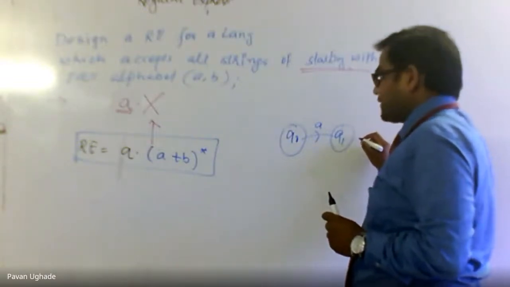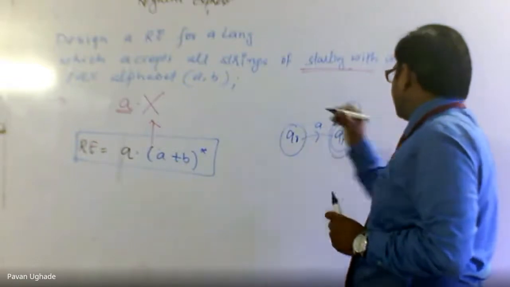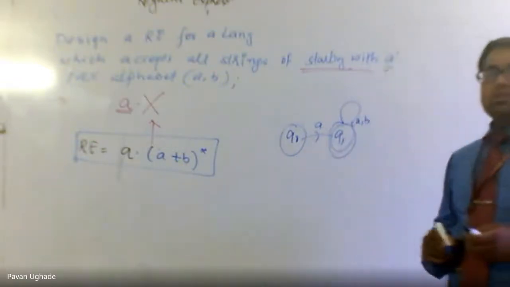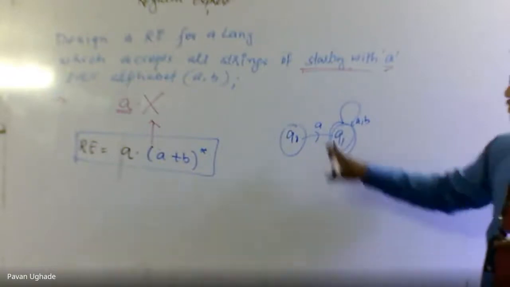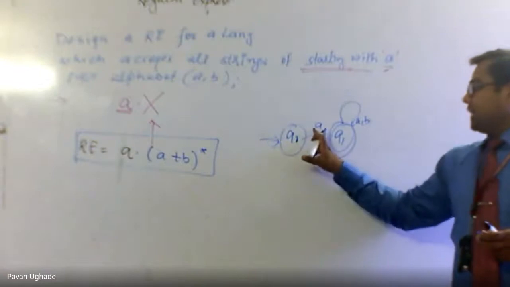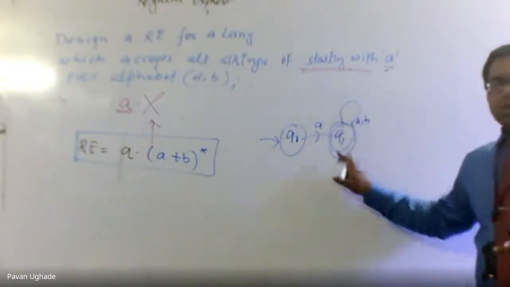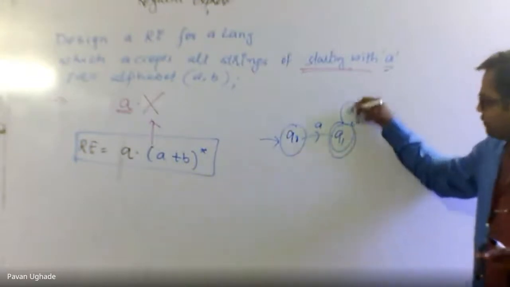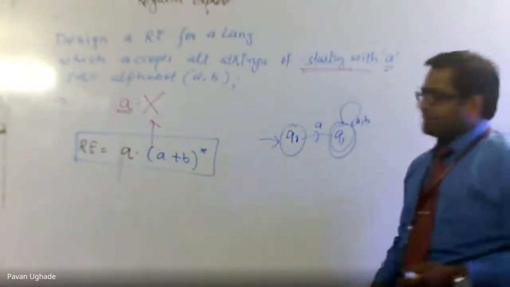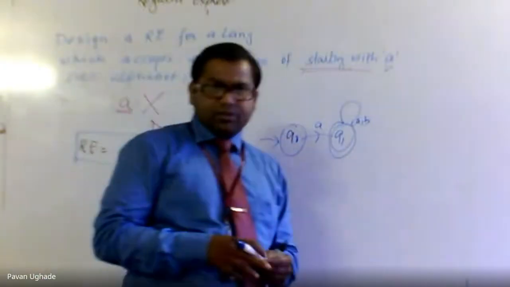Next, A plus B the whole closure. I think we have discussed this. It is A comma B. A plus B the whole closure can be represented like this. So this is A dot A plus B the whole closure. Now you can see here A is accepted, and after A, let it be any combination of A and B, as it is a looping statement. It will get accepted. I hope you are understanding, right?